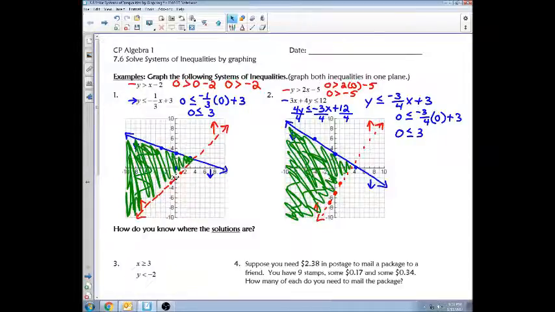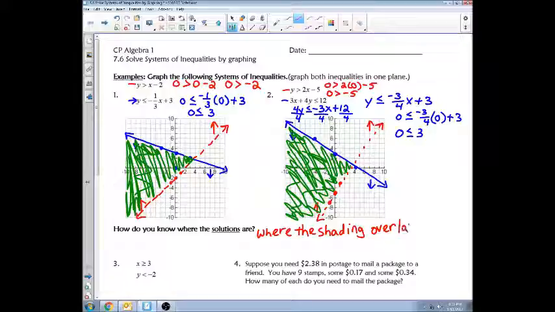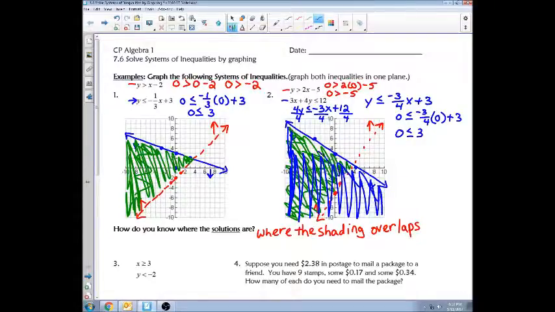So how do we know where the solutions are? Well, that is where the shading overlaps. Let me show you that real quick. What I mean by that is to shade on that blue graph of problem number 2, I would shade everything below the blue line, right? To shade the red graph, I would shade everything above the red line. You don't have to do this, just pay attention.